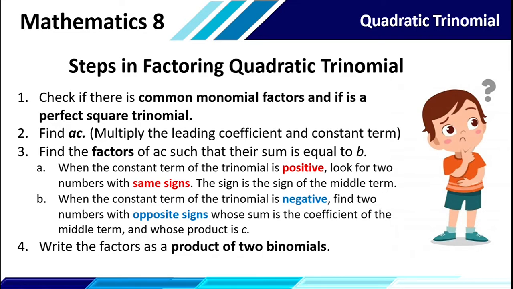For the factors of AC, when the constant term of the trinomial is positive, look for two numbers with the same signs. And if the constant term of the trinomial is negative, find two numbers with opposite signs whose sum is the coefficient of the middle term and whose product is C. And lastly, write the factors as a product of two binomials.